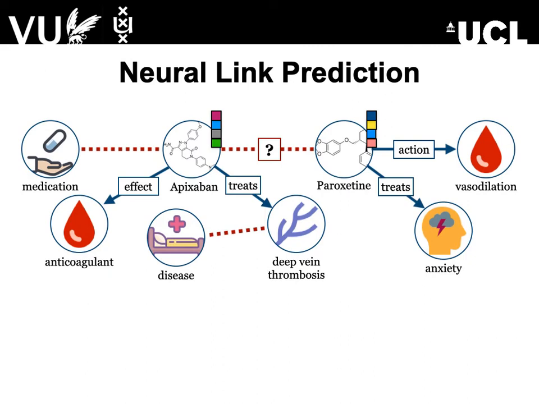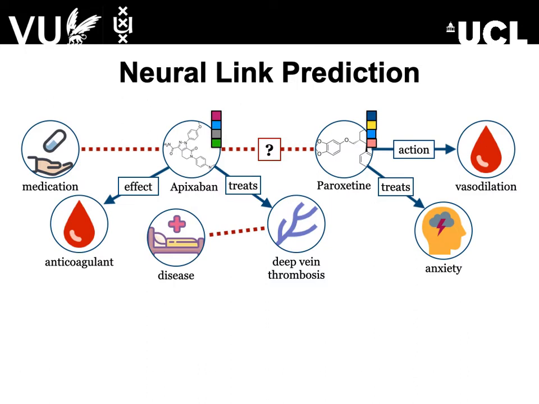A very effective solution to identifying missing links in large knowledge graphs is via neural link prediction models. In neural link prediction, the underlying idea is that we can learn an embedding vector for all the nodes in the graph. For example, in this case, we will learn an embedding vector for apixaban, paroxetine, vasodilation, deep vein thrombosis, and all other entities in the graph.